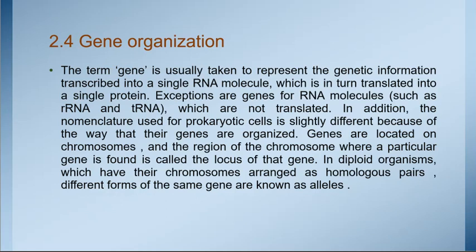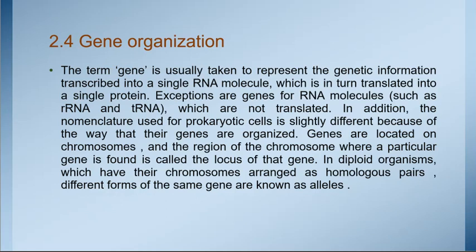So, for gene organization, the term gene is usually taken to represent the genetic information transcribed into a single RNA molecule, which is in turn translated into a single protein. Exceptions are genes for RNA molecules such as rRNA and tRNA, which are not translated. In addition, the nomenclature used for prokaryotic cells is slightly different because of the way that their genes are organized.